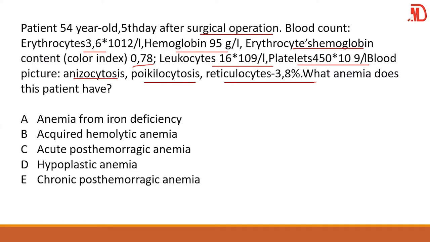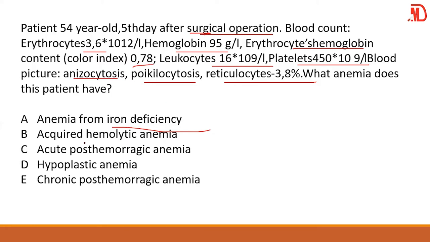So what anemia is this patient? Don't forget, this patient went to a surgery, and this is the fifth day. So that means that this person could be suffering from what? From a chronic post-hemorrhagic anemia. Now, we can't talk of iron deficiency because color index is almost okay. 0.78 is almost okay.